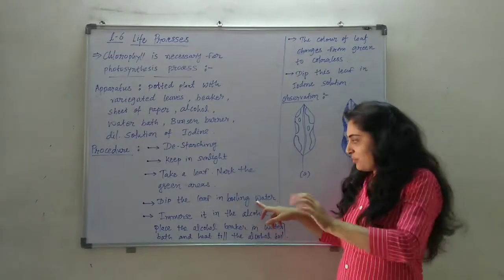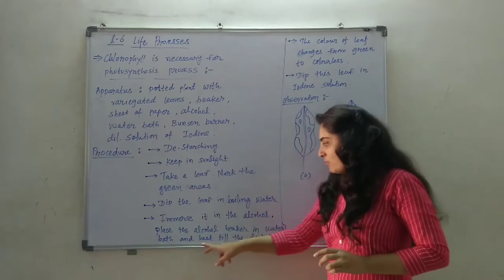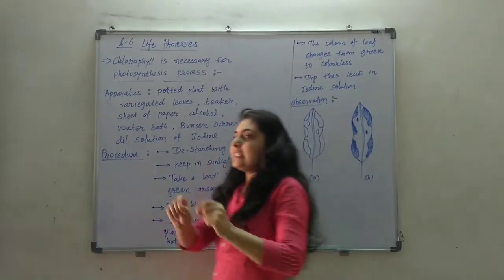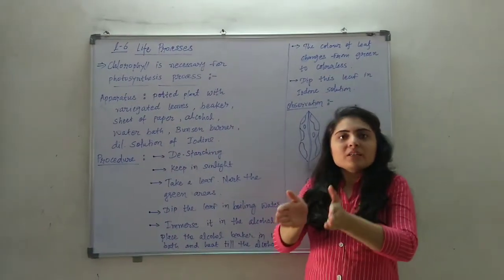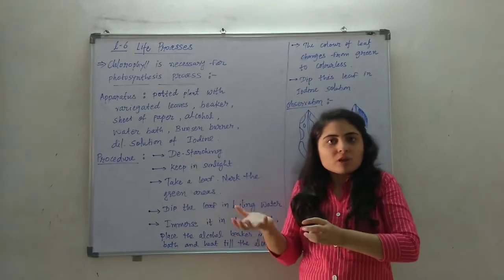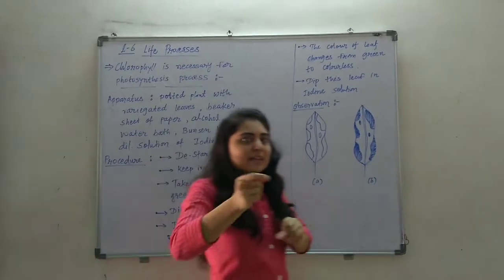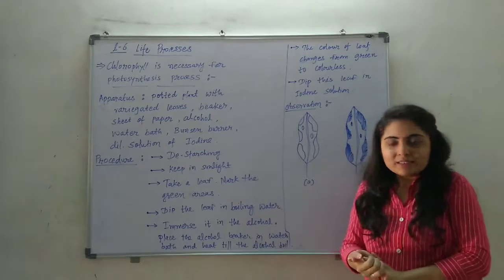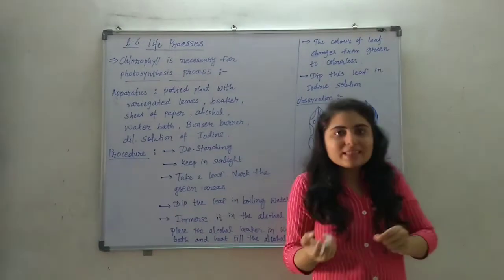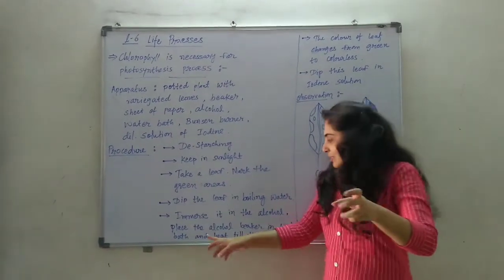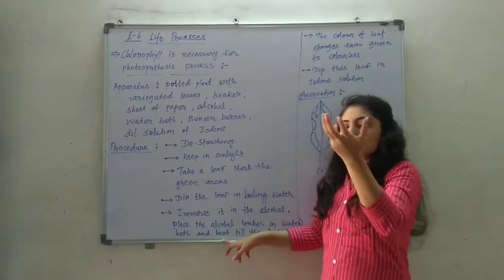So the leaf is kept in boiling water, then immersed in alcohol. We keep the leaf in alcohol, and this alcohol beaker will be kept in a water bath. When we heat this water bath, the water will boil and ultimately the alcohol will boil. We are not directly boiling the alcohol on the burner, because alcohol is a volatile substance, so it will burn, right? So we are keeping this alcohol in a water bath, and as the water boils, the alcohol inside will also boil.